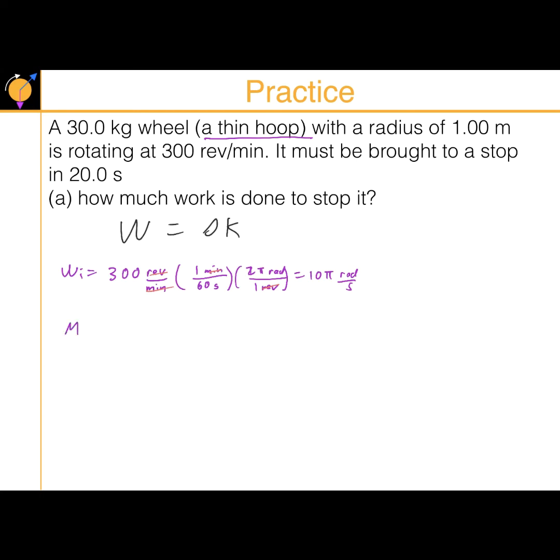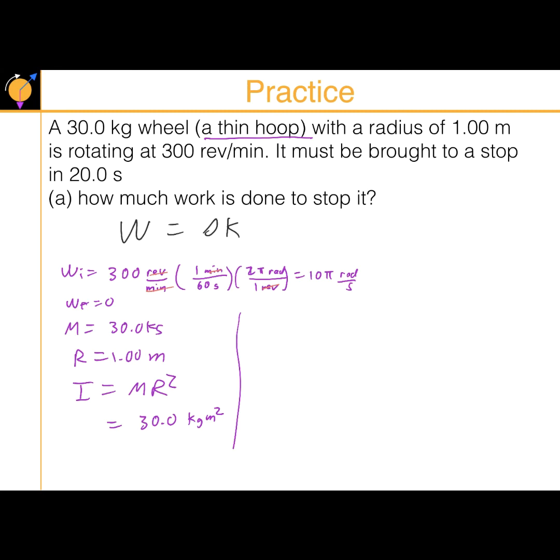What else do we know? We have the mass. It's given as 30 kilograms, and we're given its radius. It's 1 meter. And the moment of inertia for a thin hoop, you look it up on the table, is just mr squared. All right? And so if you plug in the mass and r squared, you end up with 30 kilogram meters squared. So those are our knowns, and we want omega final, of course, to be 0.